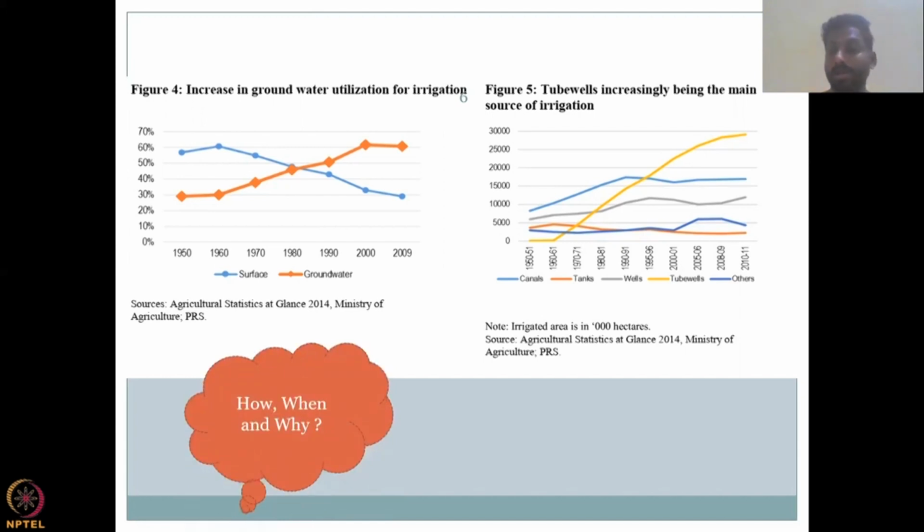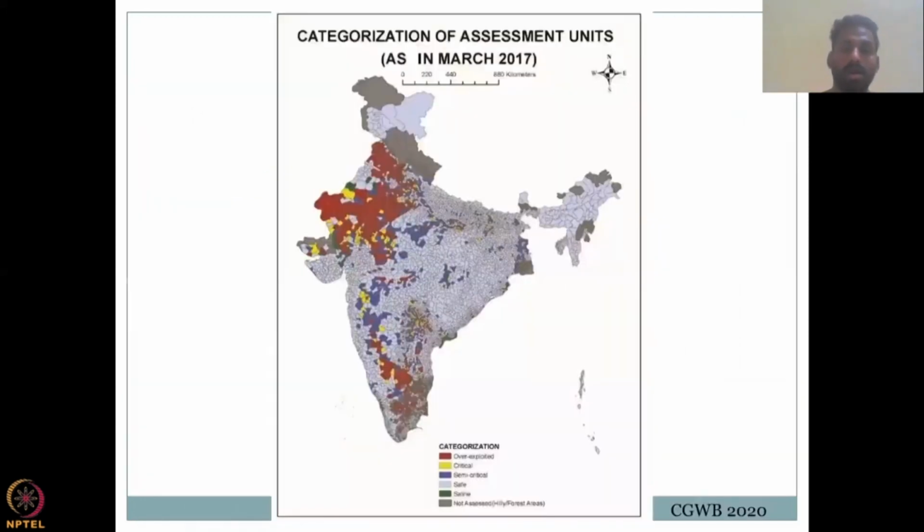How, when, and why does this happen? This all happens mostly in the pre-monsoon season, because in the Rabi they use your rainfall for irrigation, but most of it is in the pre-monsoon season, and that is why the Central Groundwater Board takes the pre-monsoon and the monsoon data to make these maps.